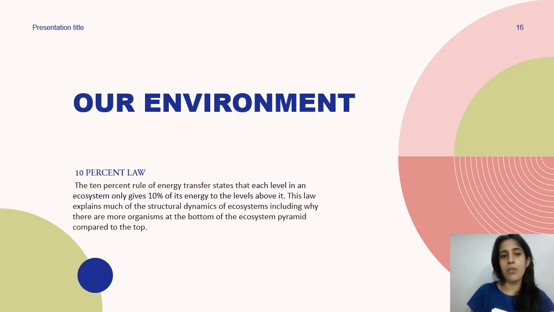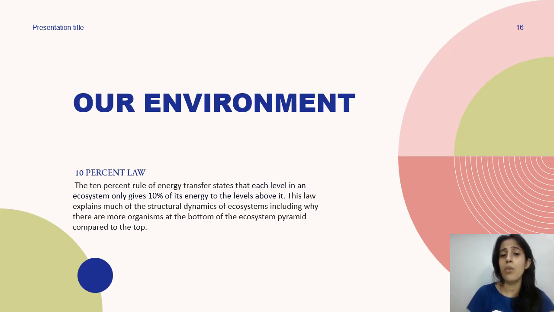Okay. Now let us discuss some environment topic, and the topic is the 10% law. What do you mean by the 10% law? It means that 10% of the energy will go to the upper and upper trophic levels. The 10% rule of energy transfer states that each level in the ecosystem only gives 10% of the energy to the levels above it. This law explains much of the structural dynamics of the ecosystem, including why there are more organisms at the bottom of the ecosystem pyramid compared to the top.